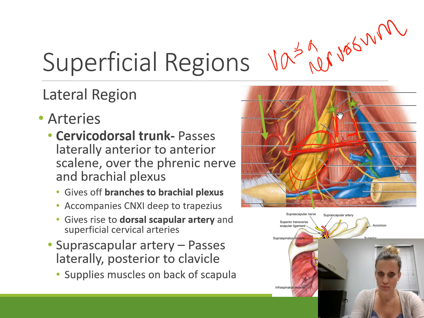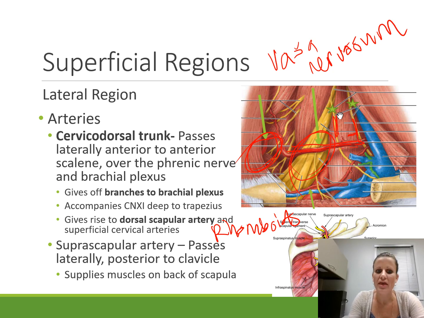You'll see that it branches and gives rise to the dorsal scapular artery, which is this. And the dorsal scapular artery goes down to the rhomboids. And then also more superficial cervical arteries. Eventually, this ends up passing back underneath the trapezius, right alongside cranial nerve 11. Remember, cranial nerve 11 also crosses across the lateral region and it goes deep to the trapezius.